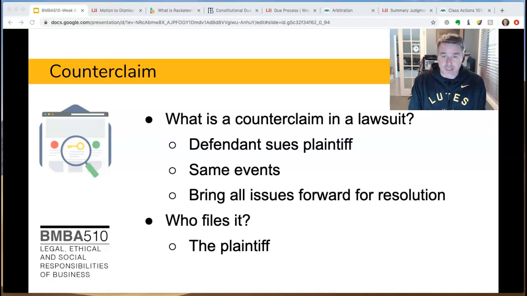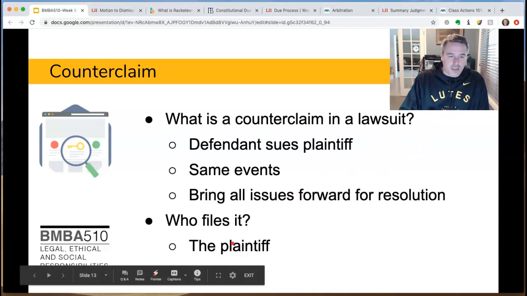And the idea here is that all of the issues are brought forward for resolution. The court doesn't want to hear one case on this, go through the whole system, and then have the other side sue back, have the defendant sue the plaintiff in another case, and it just goes on and on. The idea is if there is any claim associated with a set of facts, you have to bring those in that same litigation.